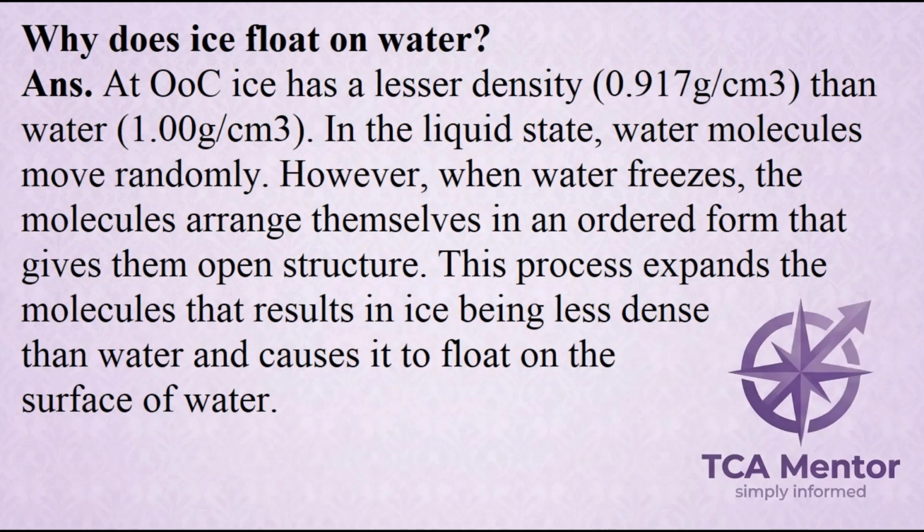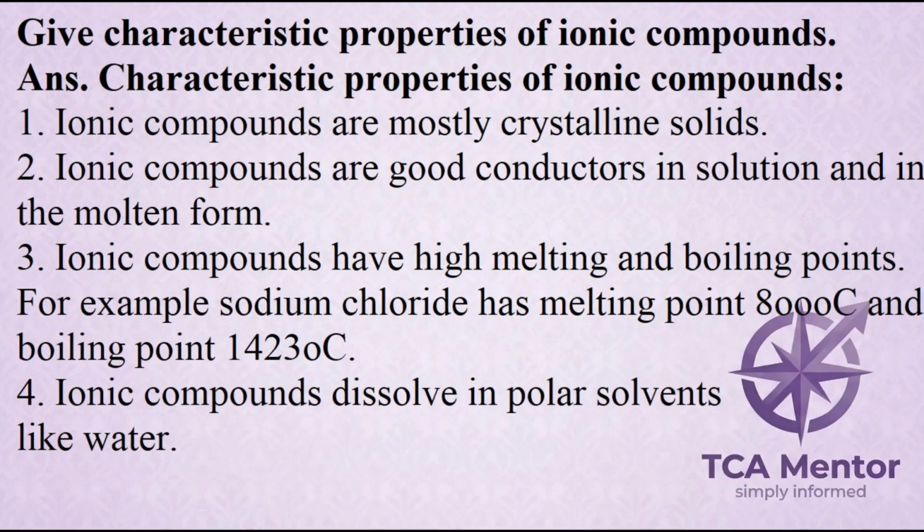Why does ice float on water? Ans. At 0°C, ice has a lesser density, 0.917 g/cm³, than water, 1.00 g/cm³. In the liquid state, water molecules move randomly. However, when water freezes, the molecules arrange themselves in an ordered form that gives them an open structure. This process expands the molecules, which results in ice being less dense than water and causes it to float on the surface of water.